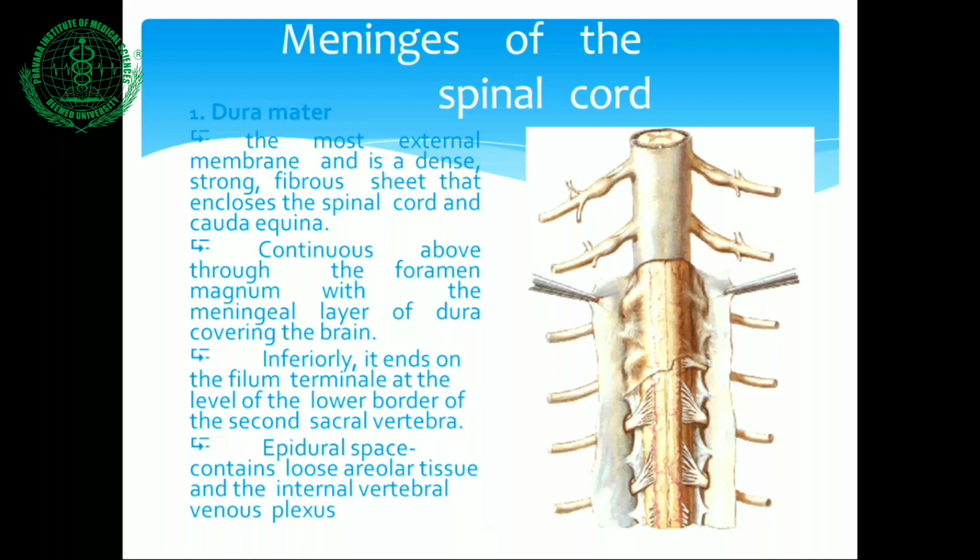Now after the dura mater, now about the second covering of spinal cord, about arachnoid mater of spinal cord. The arachnoid mater of spinal cord is a delicate semi-permeable avascular membrane surrounding the spinal cord. The arachnoid mater surrounding the spinal cord is separated from the layer of dura mater by a space known as subdural space.